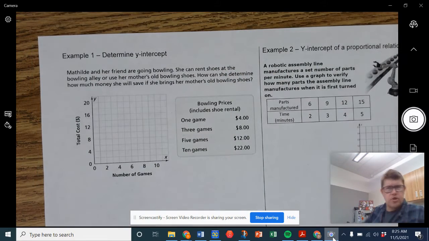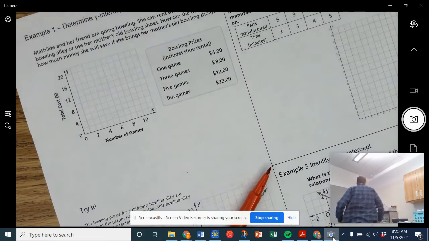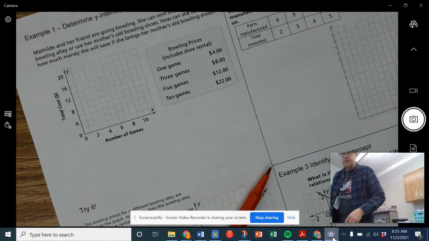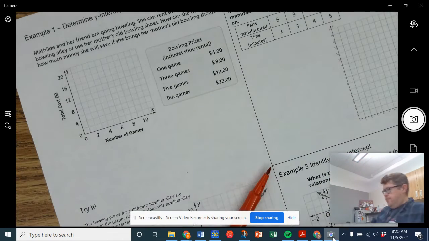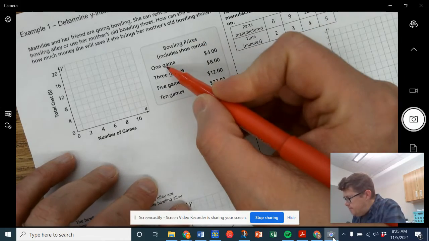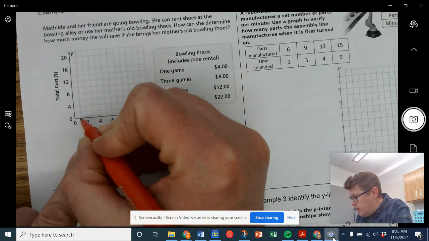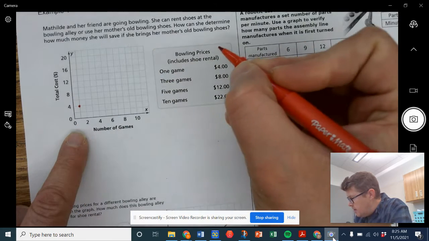I'm gonna grab a ruler. We're gonna use rulers today, guys. Hold on. That's fun. Okay, sorry about that, guys. Okay, so for one game, we've got $4. And so the number of games is here. So we go over to 1 and we go up to 4. So we give ourselves a dot right there.